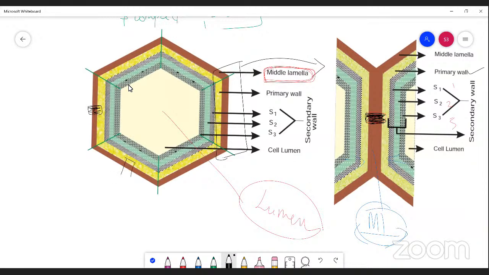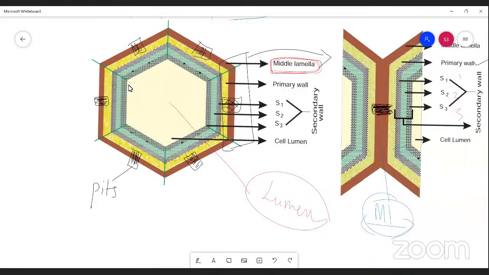Actually, this plasmodesmata is a minute pore or a small channel. The middle lamella creates a small channel, a minute pore, through which materials are interchanged and exchanged from one place to another place. Such a pore is called a pit. So I'm talking about the plasmodesmata.